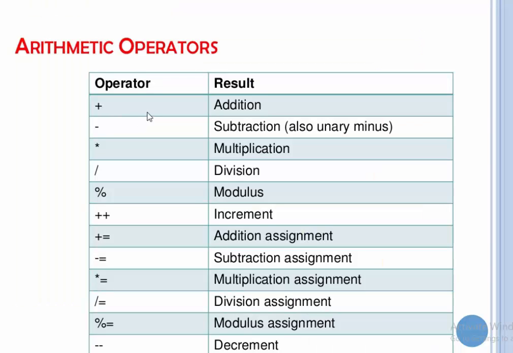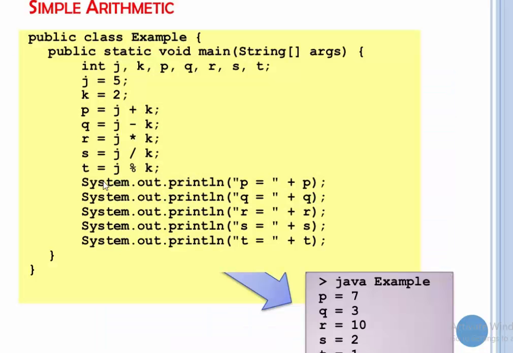This operator performs addition, this operator performs subtraction or minus, and this is called multiplication. It performs a multiplication operation on the operands, and this operator performs division on the operands, and this is modulus. Let us see an example.